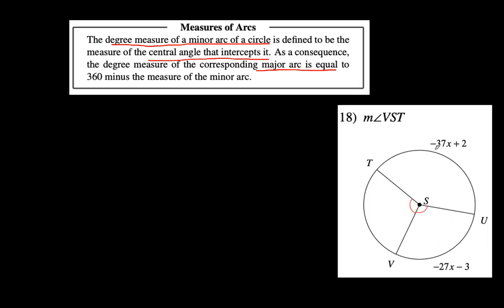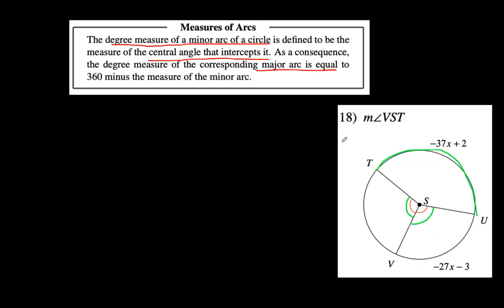So let's solve this problem using the central angle definition and property. We have arc TU equal to negative 37x plus 2, and arc UV equal to negative 27x minus 3. These are the two arcs given, and the angles are USV and VST. The red label here on the angle measures means that they're congruent. So this angle is congruent to this angle.